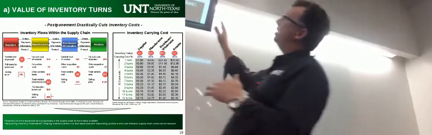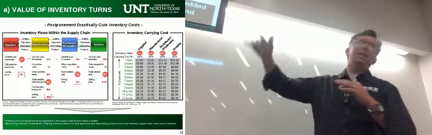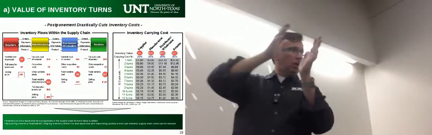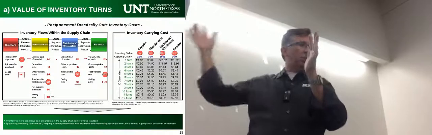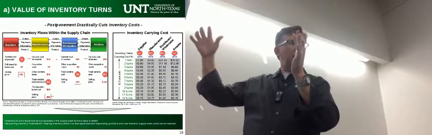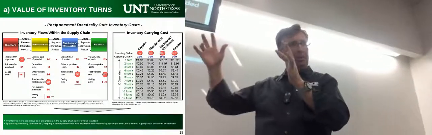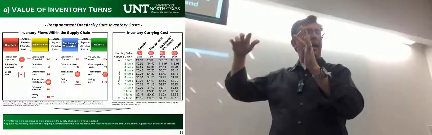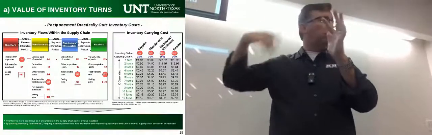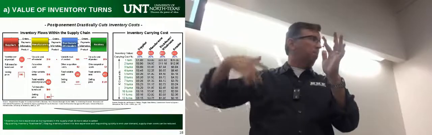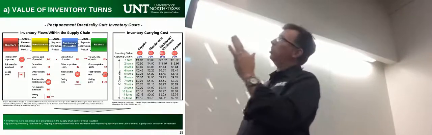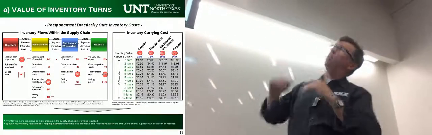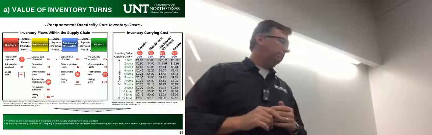So the right-hand side of this is showing you that as I move across the supply chain, my carrying costs are more expensive. But again, if I can use postponement to delay that cost, and if I can be in a rapid replenishment model where I'm responding and turning that inventory very quickly, then again, those holding costs go down over time. Okay.